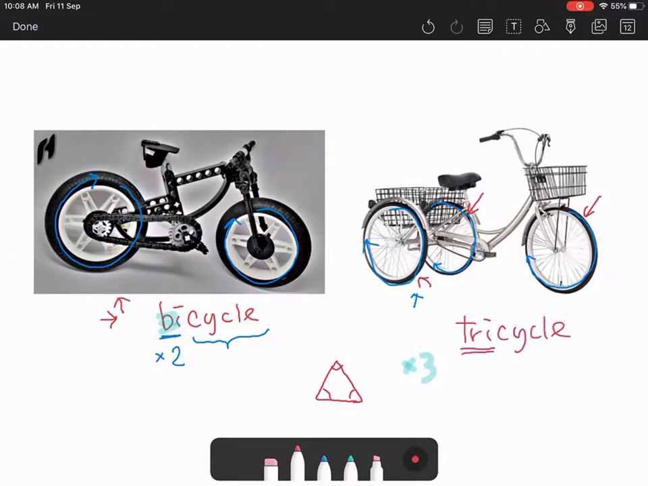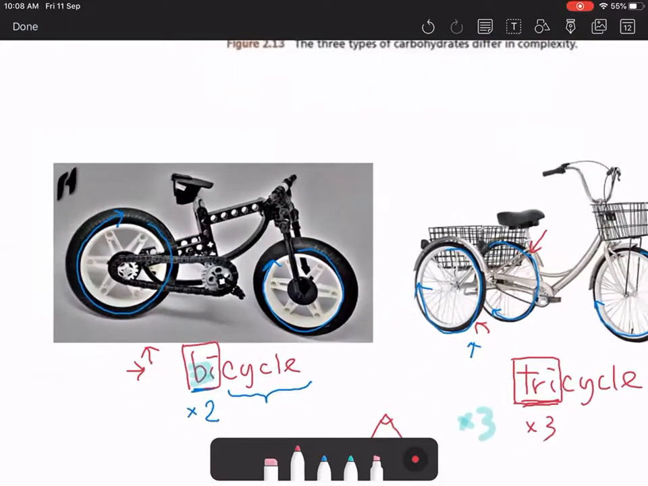Now you see TRI, you know that there must be 3. You got it? So today, I'm going to introduce you to some prefixes similar to this one. You saw bi means 2. Tri means 3. Now, for 1, you will use M-O-N-O, mono. Bear that in mind. Mono means 1. Actually, di also refers to 2. Di. And 3 is tri.